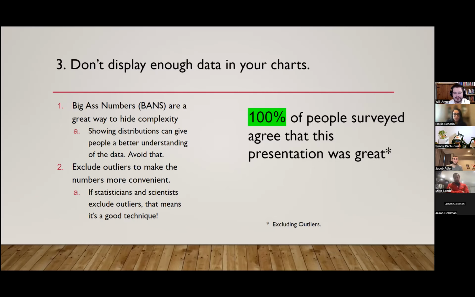For example, I took a survey on this presentation, and 100% of people surveyed said that this presentation was going to be great. I excluded some outliers, so that makes it easier to get these good numbers. And if folks want, you can post in the chat about if you think this presentation is good or not, and we can recompute this. And again, if we exclude the right outliers, we can get whatever we want.